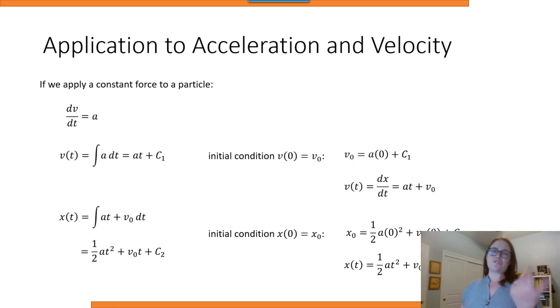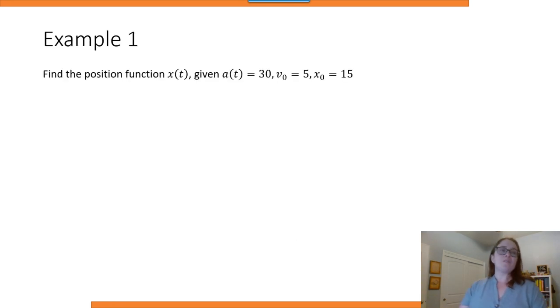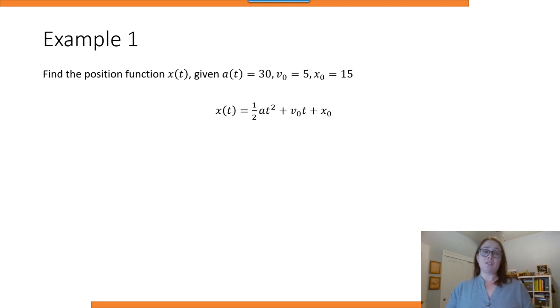Now let's take these equations and solve a problem with them. So let's find the position function x of t, given that a of t is equal to 0, v naught is 5, and x naught is 15. So I've been given the initial conditions, so I can solve for those parameters c1 and c2. And really, I'm just going to take that equation that we derived, and plug everything into it.